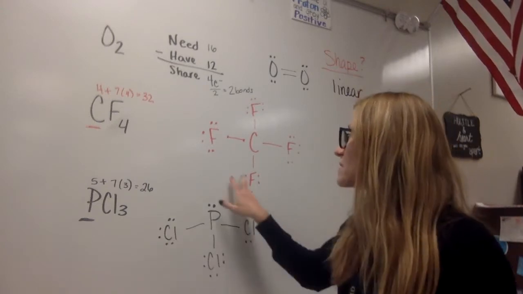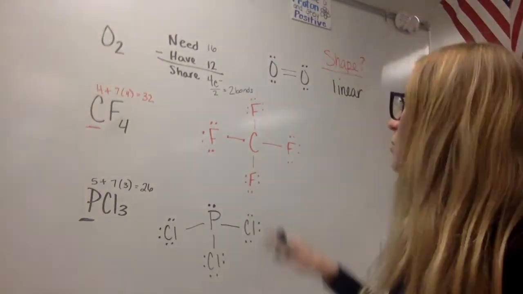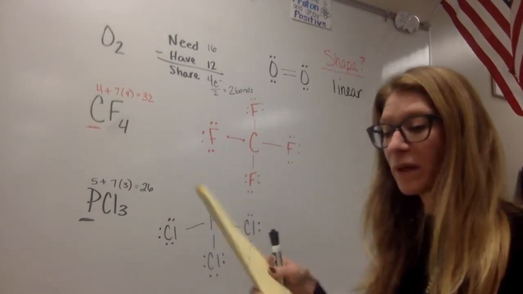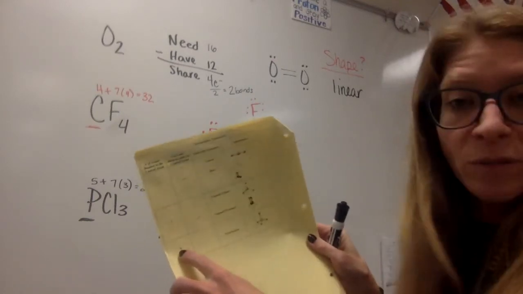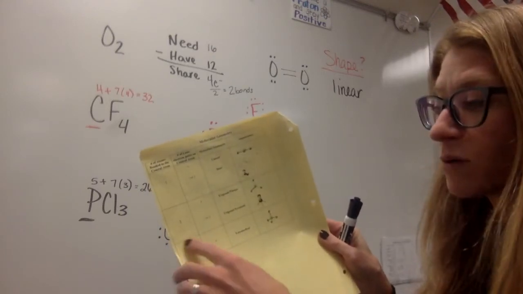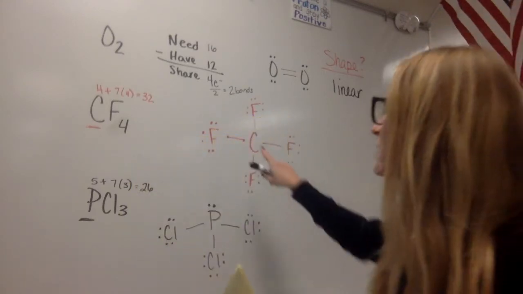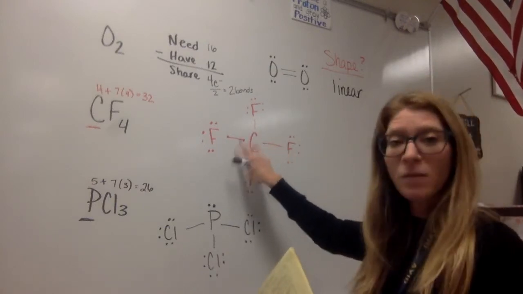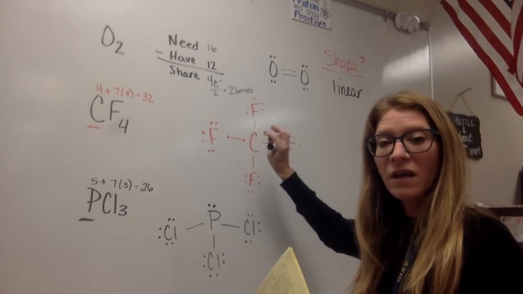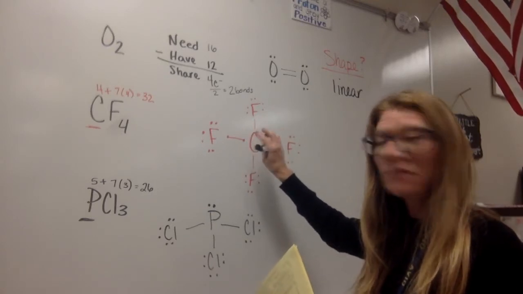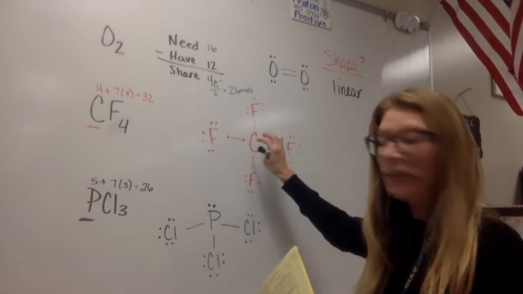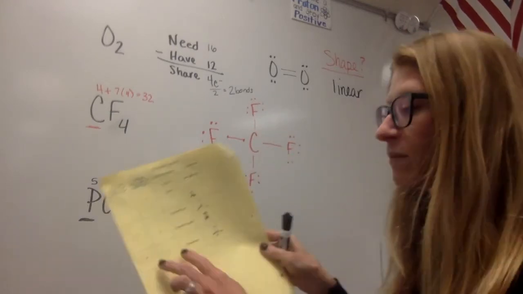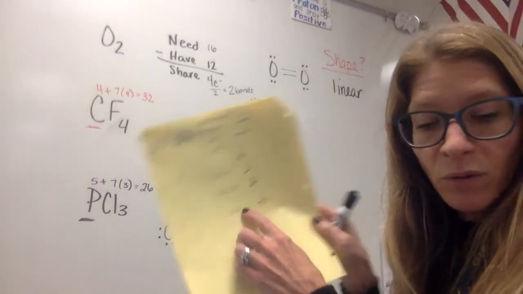All right, the next one is CF4. So carbon is our central atom. We have 4 atoms bonded to carbon. So the first question, how many atoms are bonded to the central atom, would be 4. There are no lone pairs of electrons on the central atom. So when we're looking at the shape, the only atom that we really need to look at for lone pairs of electrons is that central atom. So carbon doesn't have any extra electrons that are not bonded. So that shape would be tetrahedral.